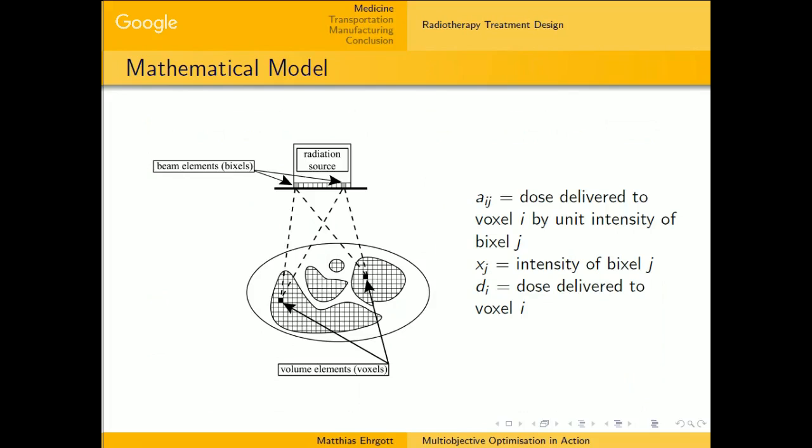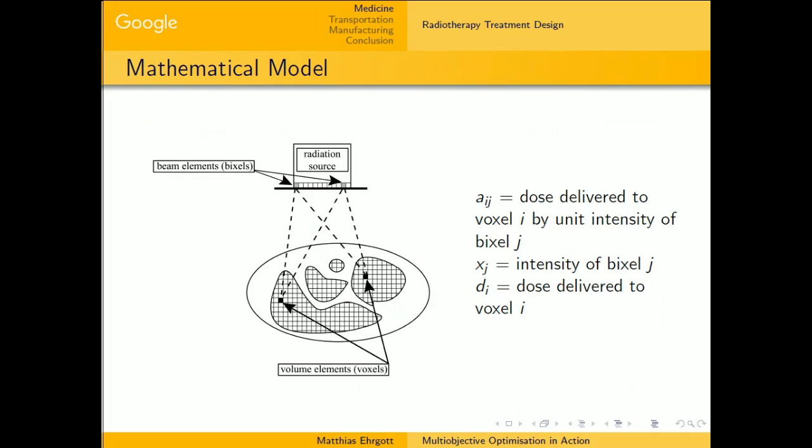So basically what you see on the top, now I'm reducing this by one dimension, so this grid is of course two-dimensional. If we just think of one row of this grid, we'll have these beam elements. So that's one row in the multi-leaf collimator that I showed you before. We call these beam elements, or pixels for short. And the intensity of those basically means for how long we irradiate, because the linear accelerator that generates the radiation has a certain energy, and that is fixed. So we can only decide how long we irradiate each of these pixels.